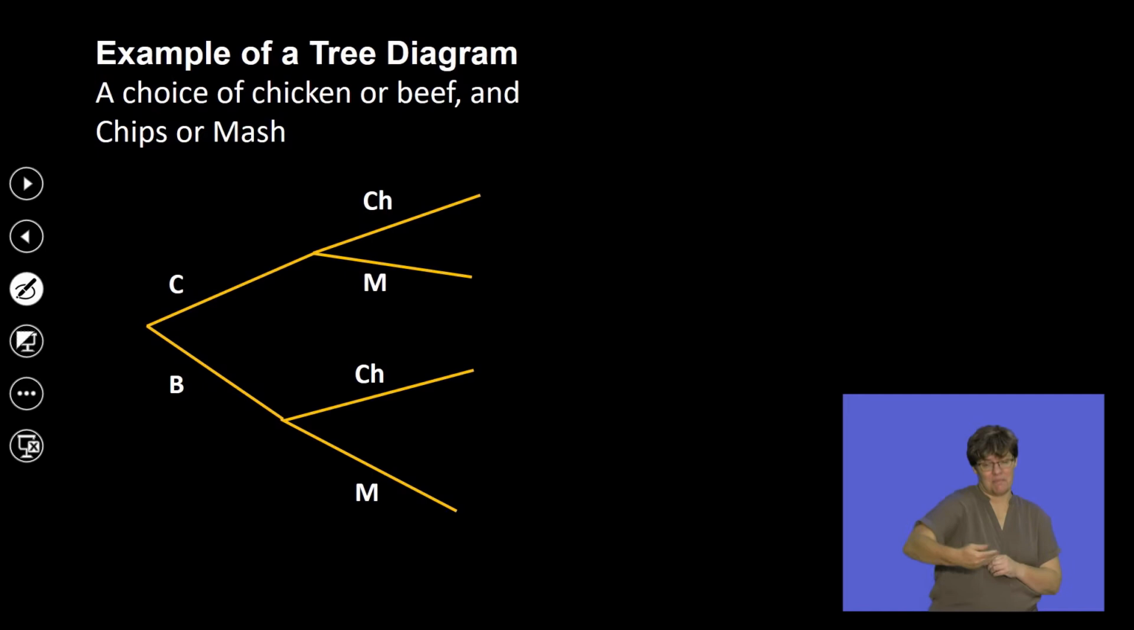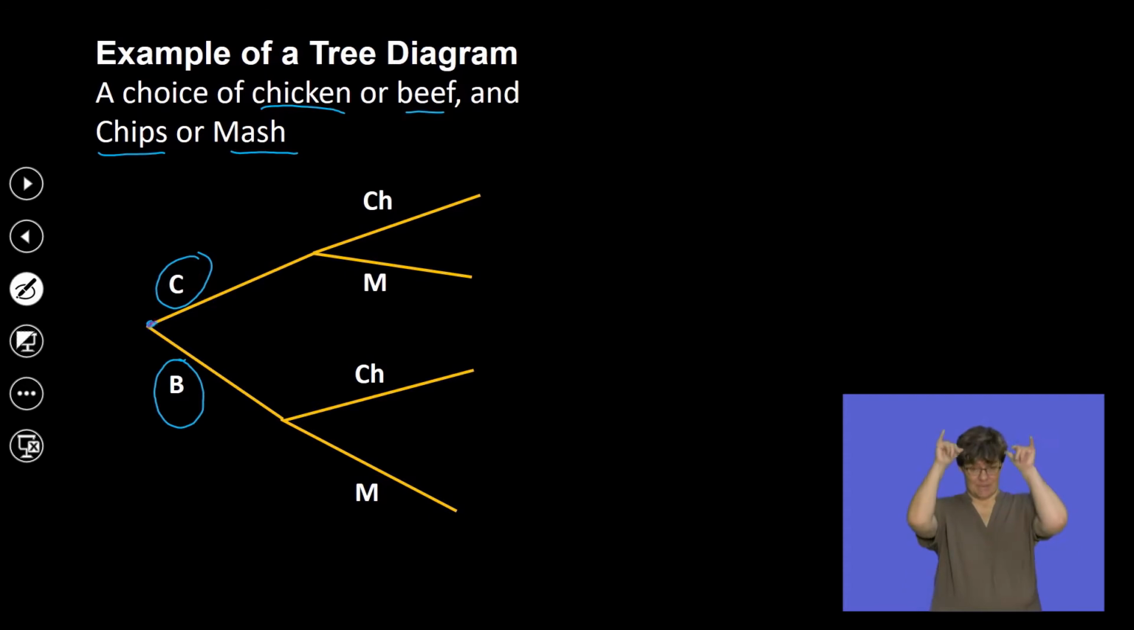Let's have a look at an example. So if you are given the famous choice at a restaurant of chicken or beef, and then on top of that, chips or mash, we can represent all the possibilities in this tree diagram. We start off at a point and we draw a line. That C represents the chicken. This represents the beef, and we are recognizing that is one choice. At this point, we can then choose to either have chicken and chips or chicken and mash. And so we've got another set of choices, and we've represented that by a fork in the tree.